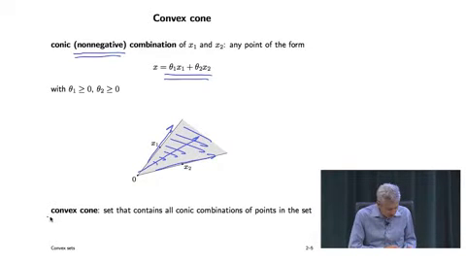And a convex cone is this. It's a set that contains all conic combinations of any 2 points in the set, period. So if you have 2 points in the set, all the conic combinations are in the set. So that's a convex cone.